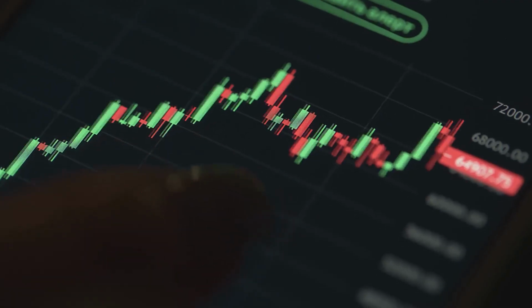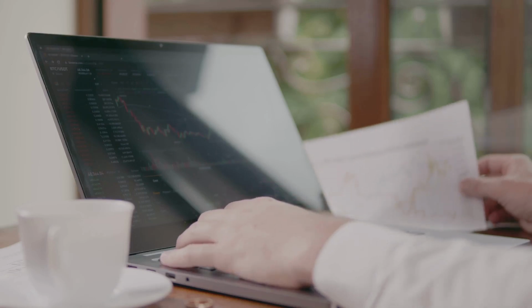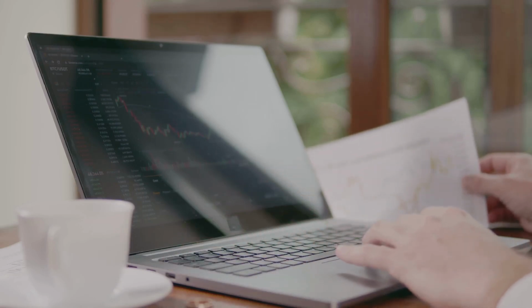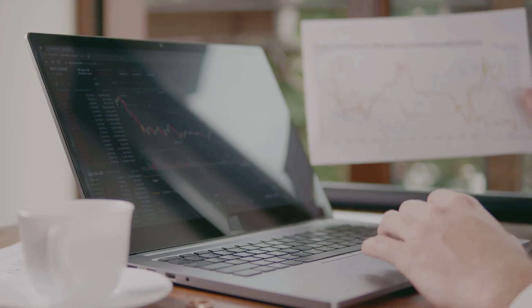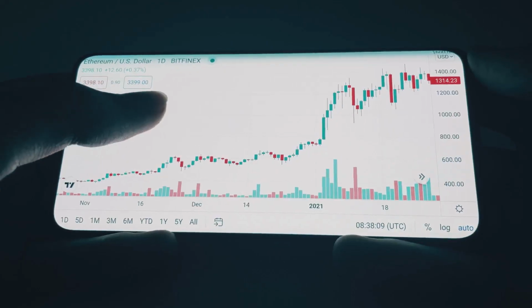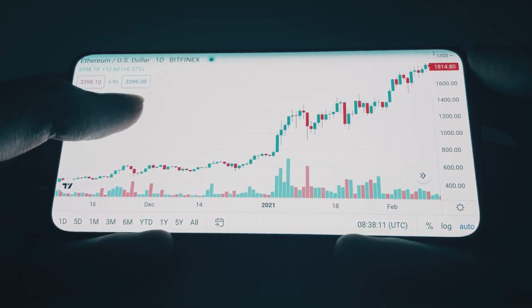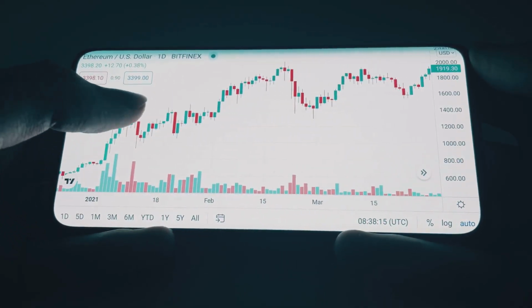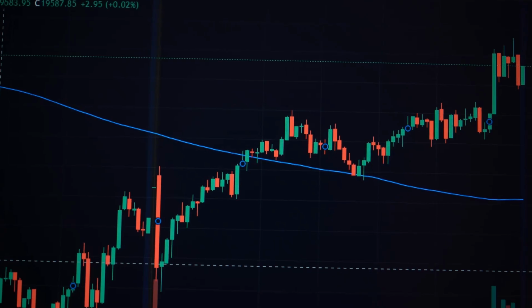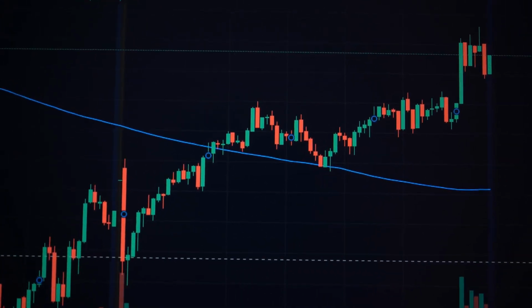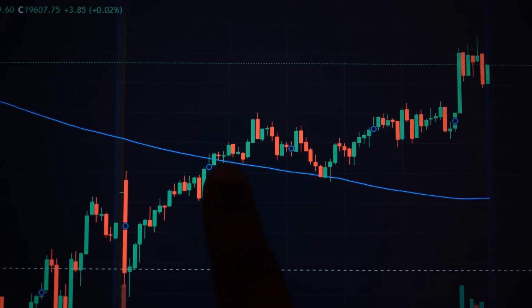So, what exactly is a moving average? A moving average is essentially the average price of a currency pair over a specific period of time. It helps to smooth out the price data to create a single flowing line. By smoothing out the price changes, moving averages make it easier to identify the overall direction of the market. This smoothing effect helps traders to see the trend more clearly, which is crucial for making informed trading decisions.